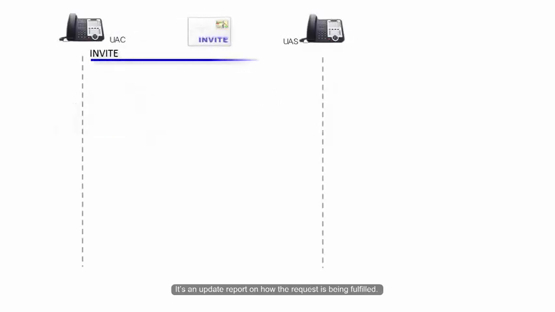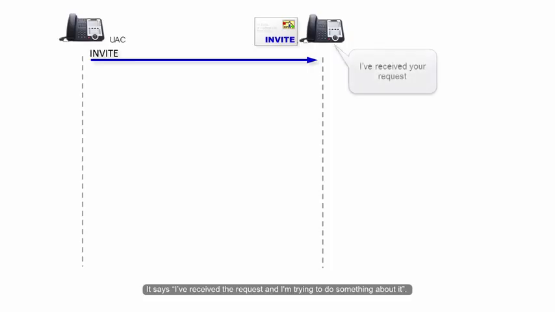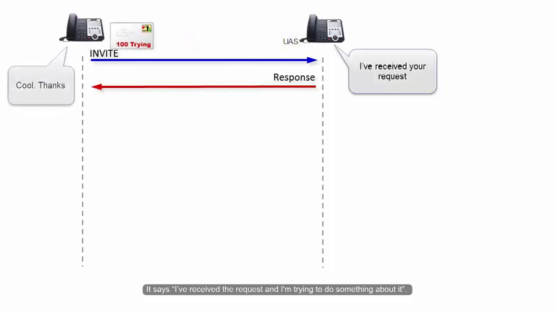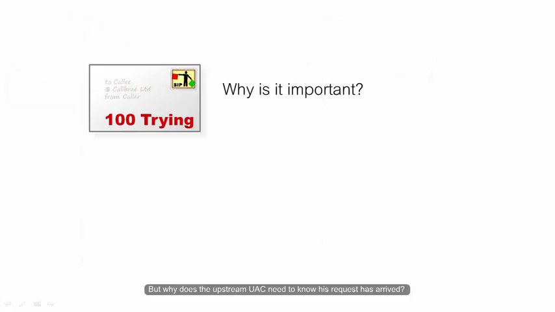So, a quick revision question then. What is the purpose of the 100 trying? It's an update report on how the request is being fulfilled. It says, I've received the request and am trying to do something about it. But why does the upstream user agent client need to know that his request has arrived? Can't we just take it for granted that it has?